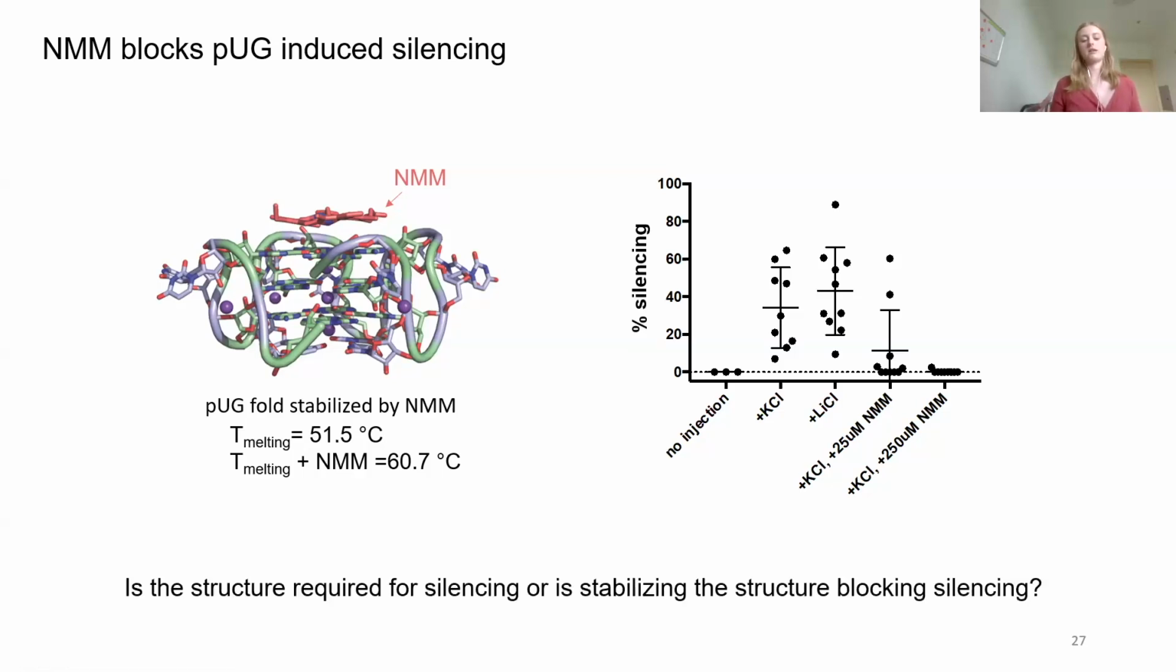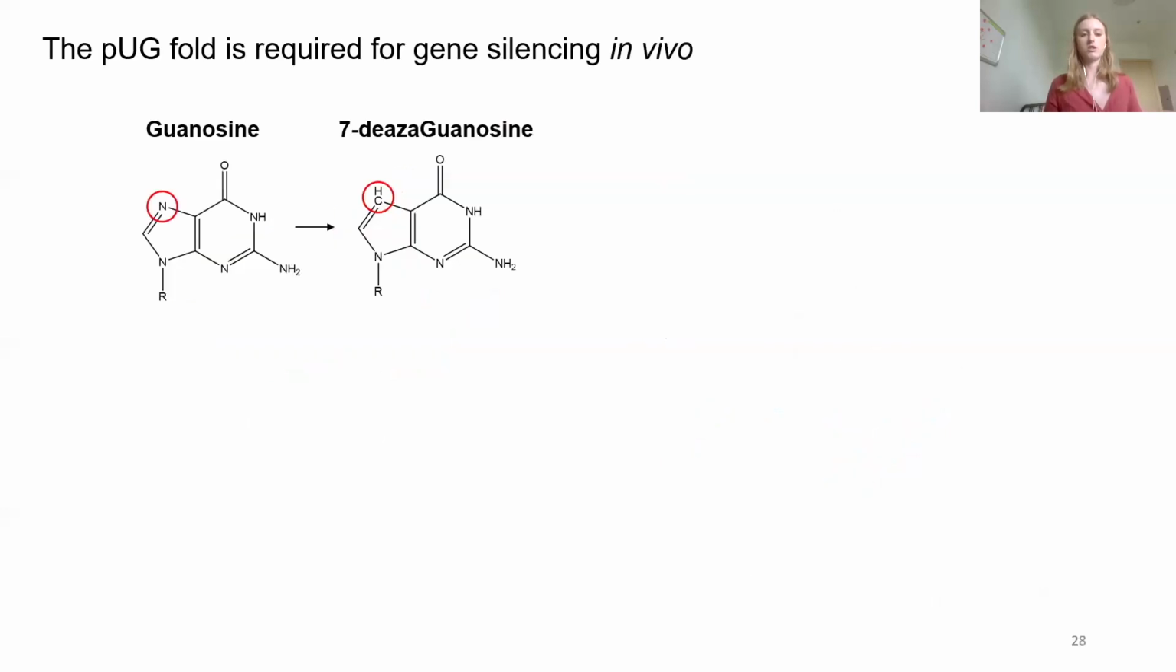But that still doesn't fully answer the question, because NMM could be blocking the structure from doing its required roles in the silencing pathway, or it could be that the NMM is stabilizing the structure and the structure itself is blocking silencing activity because it needs to actually be unfolded, because NMM does stabilize the structure overall. So we wanted to look at a way to more specifically perturb the structure itself and test how this impacted silencing activity.